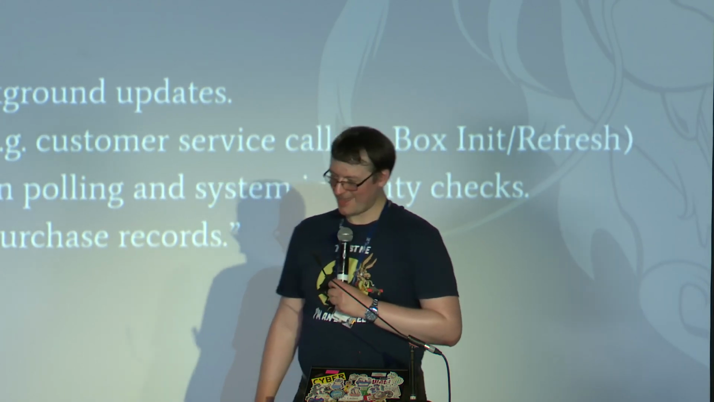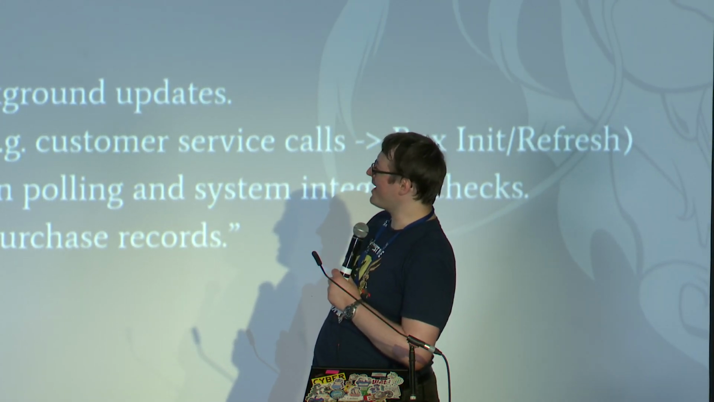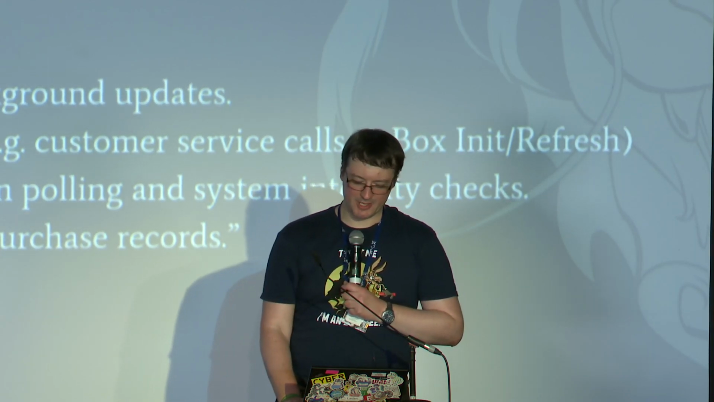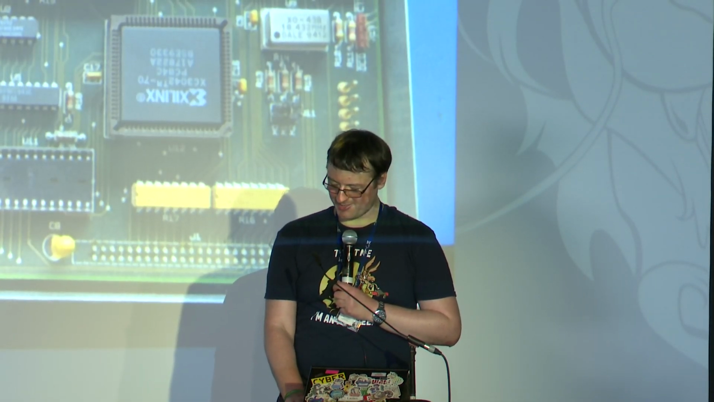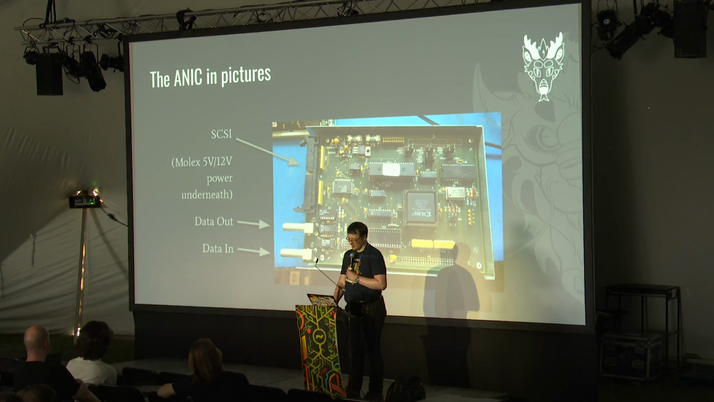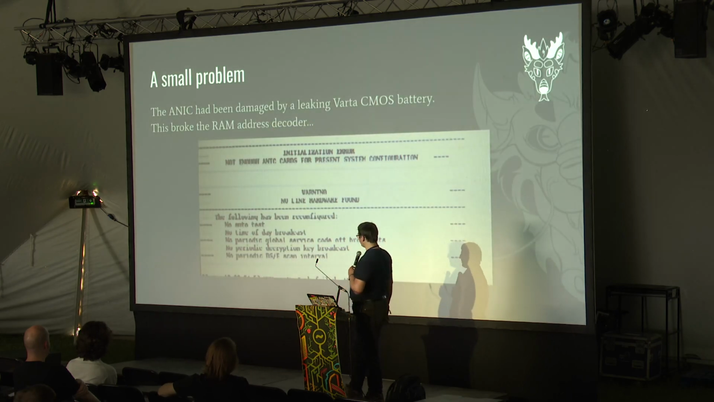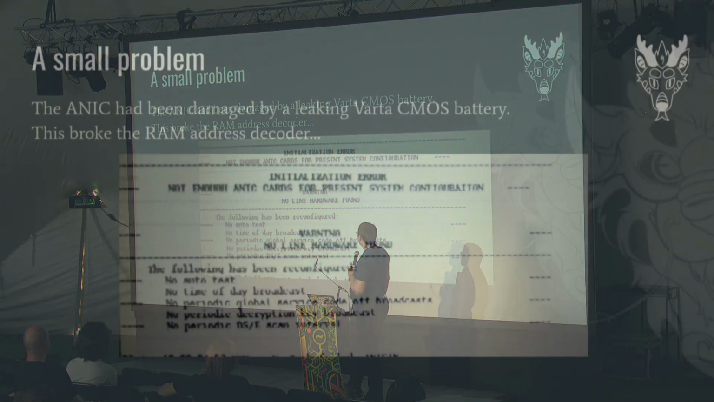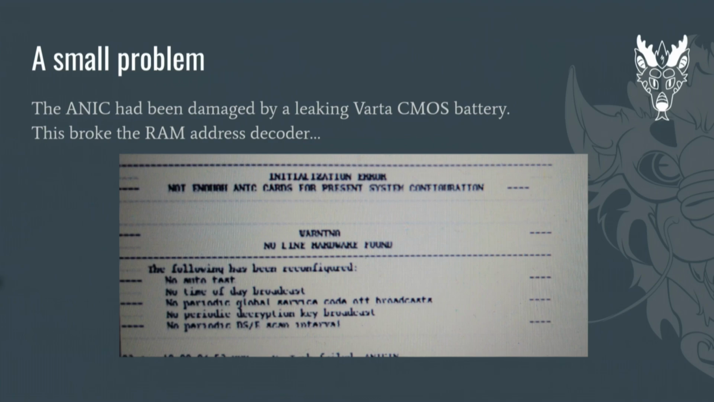So I showed you the ANIC. It's an embedded 286 PC with a megabyte of RAM and a Xilinx FPGA. So it's a pretty ridiculous bit of hardware for the time. It would have been extremely expensive, and unfortunately, it was also broken. That error message isn't great, but it says initialization error, no ANIC cards detected, not enough for present system configuration, and basically that says everything has stopped working.